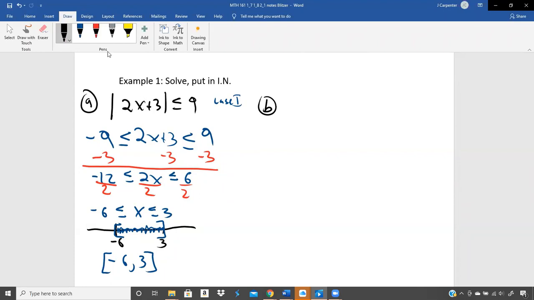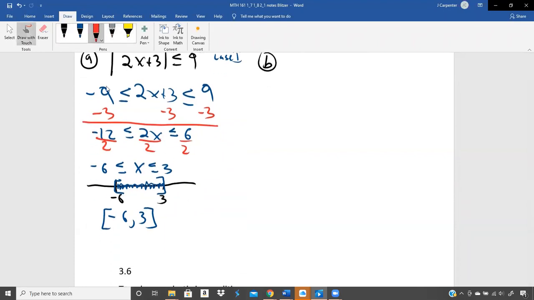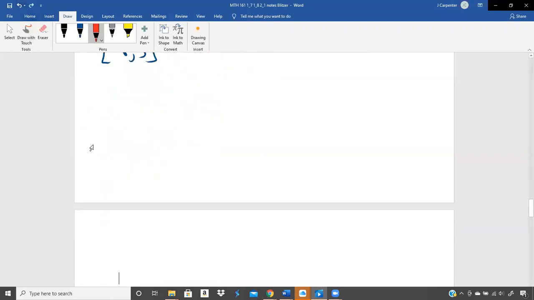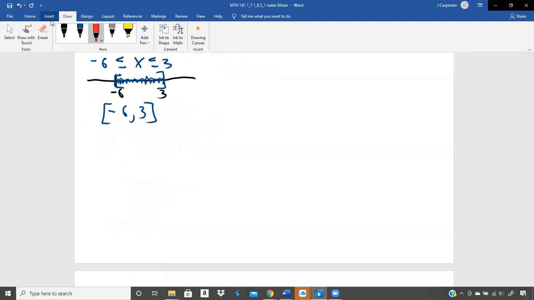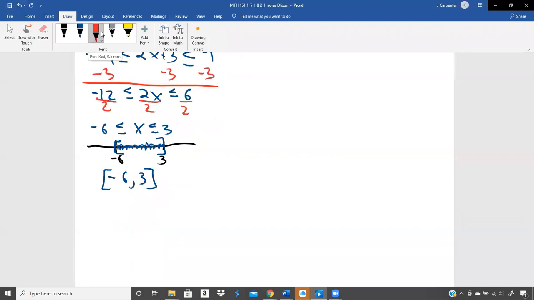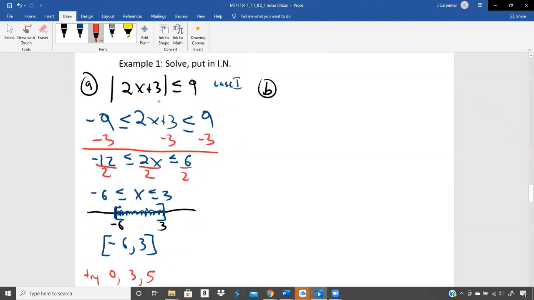So before we go into example B, let's just try a couple of numbers, just for fun. Let's try 0, let's try 3, and let's try 5. In the original inequality, way up here, we're going to try these three numbers and see if they spit out true or false statements.